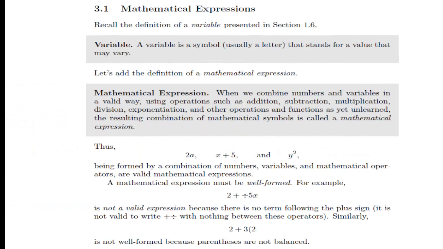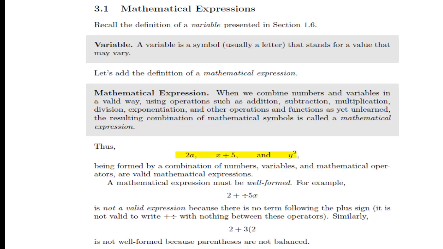Recall the definition of a variable presented in section 1.6. A variable is a symbol, usually a letter, that stands for a value that may vary. Let's add the definition of a mathematical expression. When we combine numbers and variables in a valid way, using operations such as addition, subtraction, multiplication, division, exponentiation, and other operations and functions as yet unlearned, the resulting combination of mathematical symbols is called a mathematical expression.